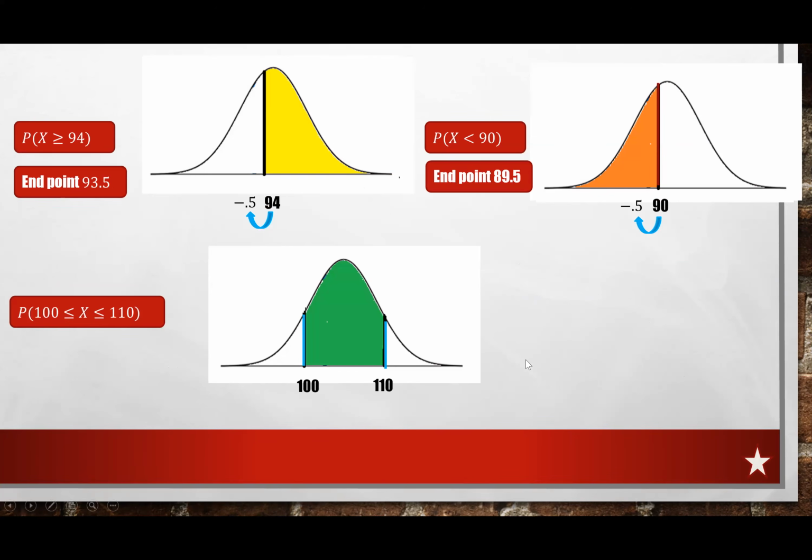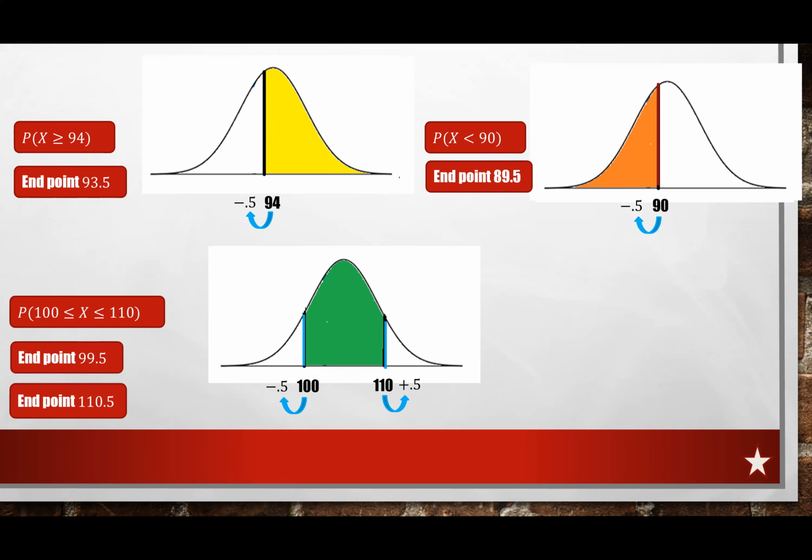And because they ask us to include the 100 and the 110, everybody see that I need to slightly move to the left and slightly move to the right of the two endpoints. And in terms of this, this is my endpoint, which is 100 minus 0.5 will be 99.5, and 110 plus 0.5 will be 110.5.